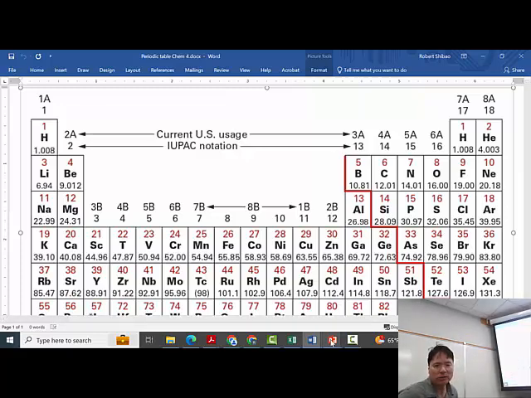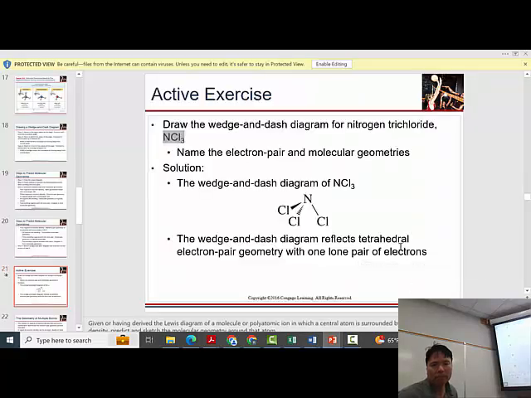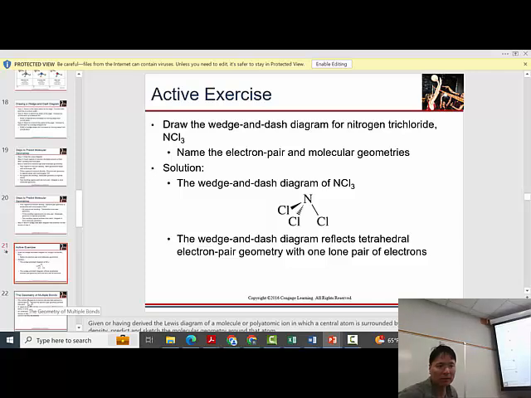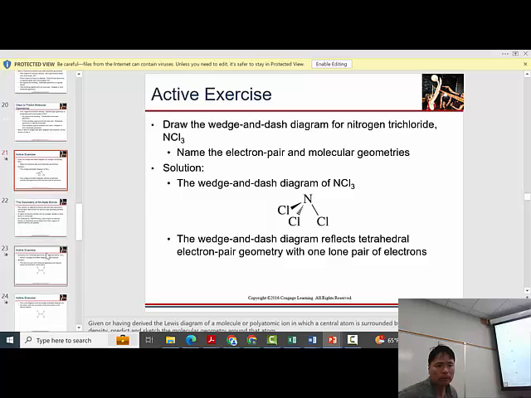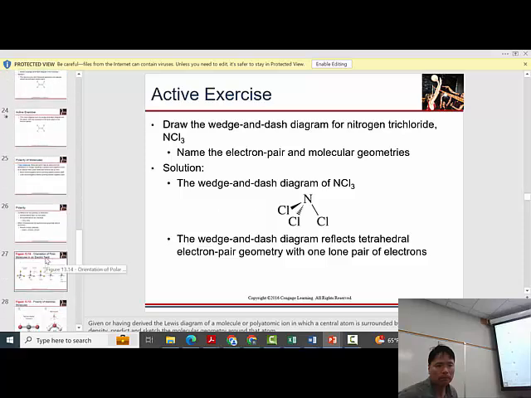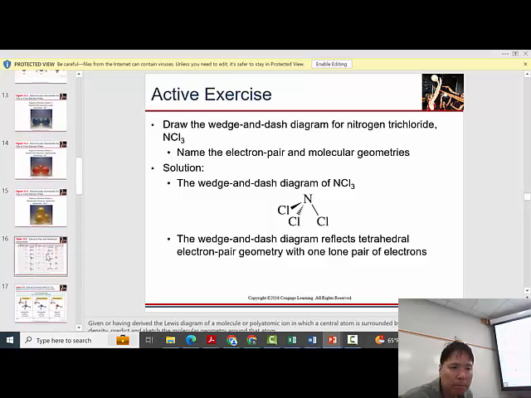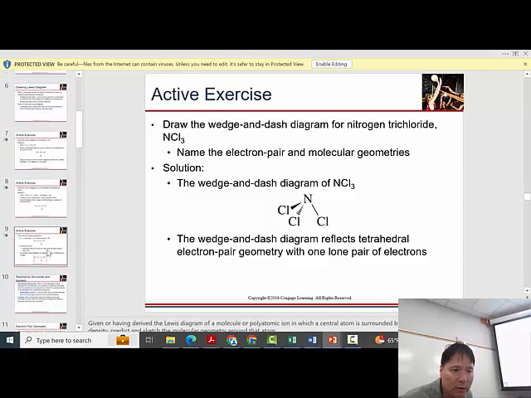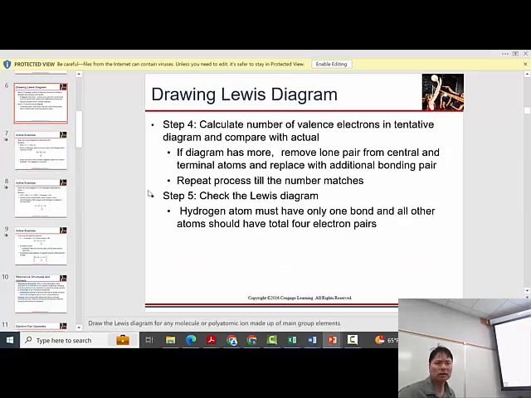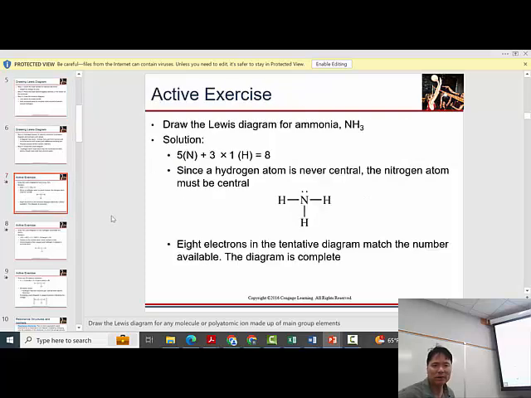So the examples we're going to do are some simple examples here. Let me back up here. So I don't care about the shape of this. I just want to do the Lewis structure. Okay, I don't know how I skipped those slides. For some reason I skipped these slides.